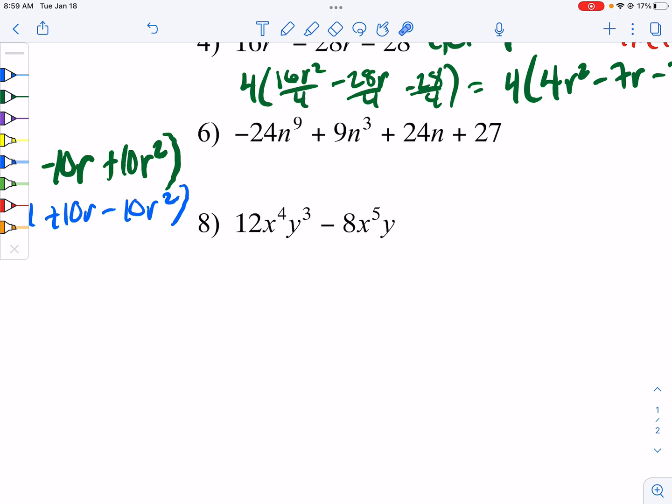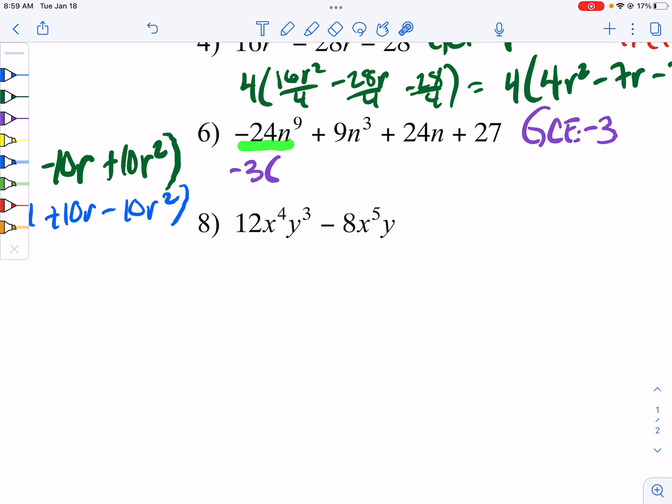Now I look at my variables. I have an n to the 9th, an n to the 3rd, an n, and no n. So because this one does not have an n, I cannot have an n as part of my common factor. So then, because our first term's negative, our greatest common factor is negative 3 and then no n, so just a negative 3. So now instead of writing this divided by this, I'm just going to mentally think it in my mind.